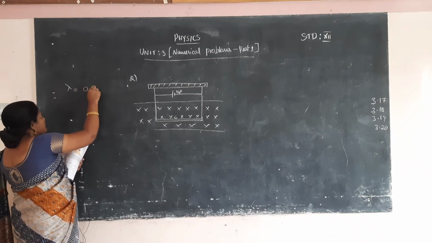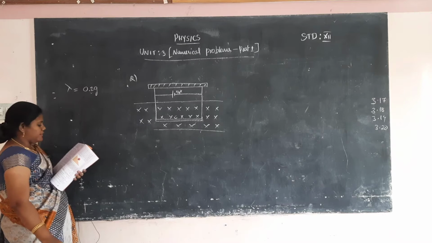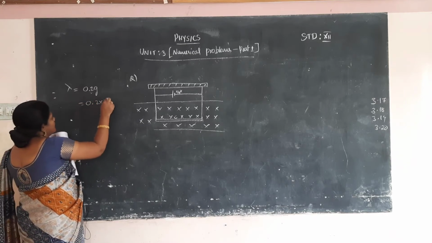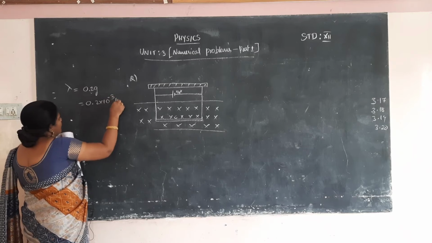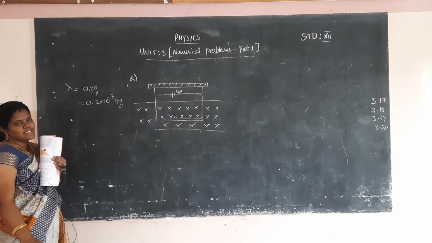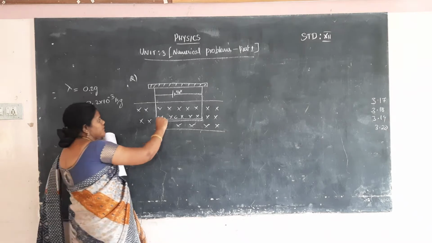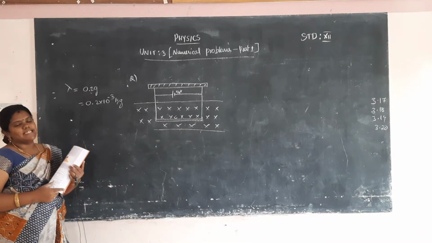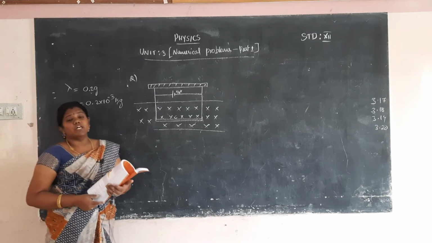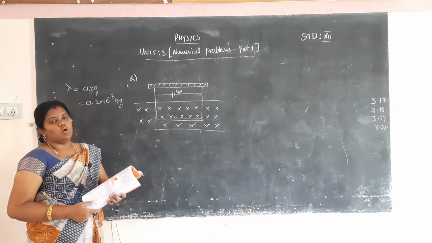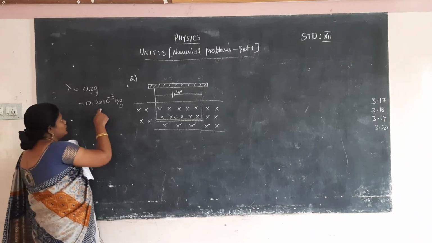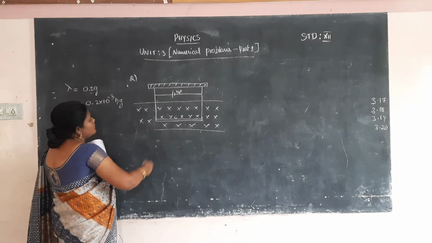0.2 gram will be converted into kilogram: 0.2 into 10 power minus 3 kilogram. This is the linear mass density value. One conductor will have some linear mass density. What's the meaning of linear mass density? Mass per unit length is called linear mass density. So the linear mass density is 0.2 into 10 power minus 3 kilogram.